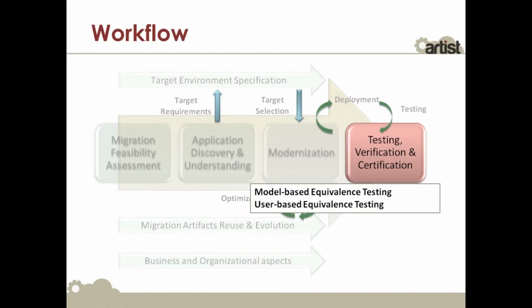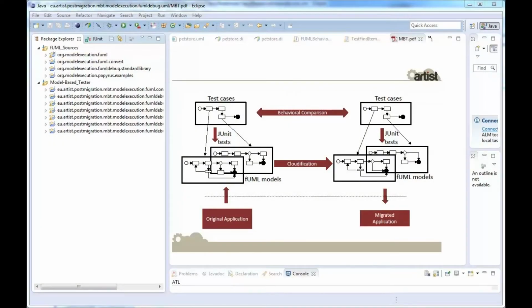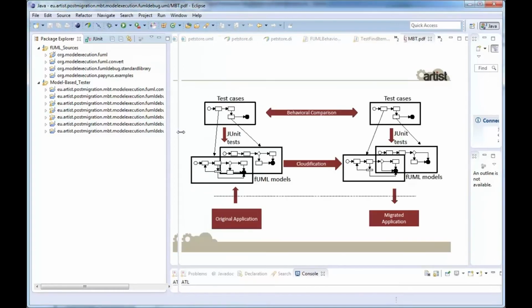Finally, the migrated application must be validated to ensure it keeps the functionality but also incorporates new features such as security and performance. Now we're going to show the model-based tester, which is aimed at checking the functional equivalence of two FUML models. FUML is a subset of UML consisting of the key parts of UML activities and classes.